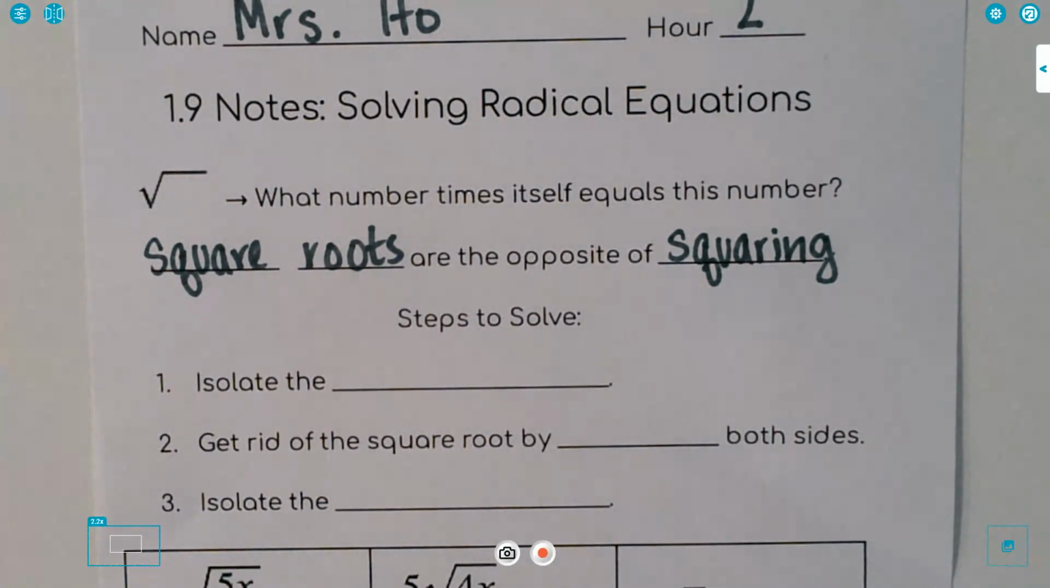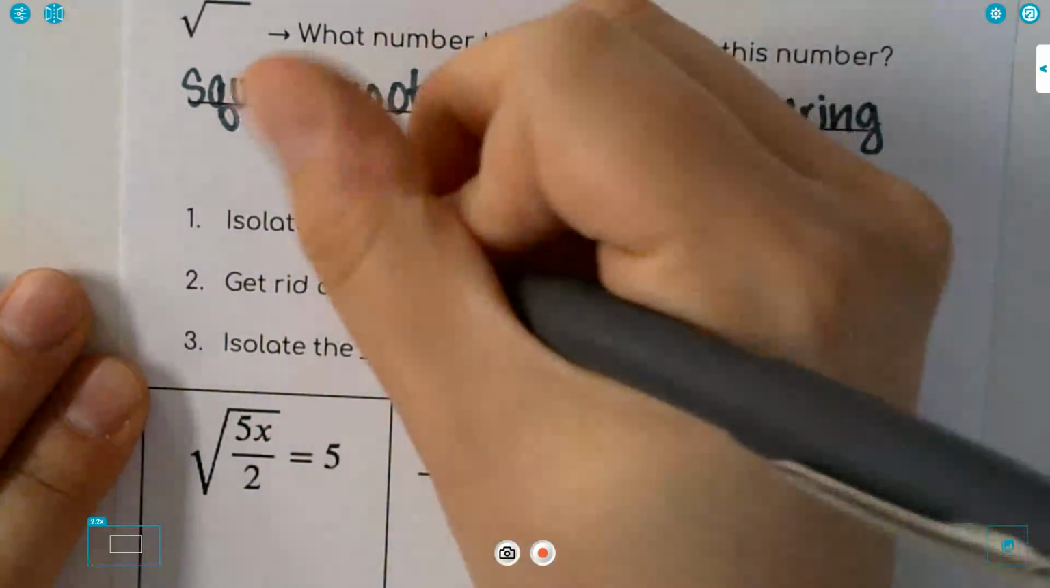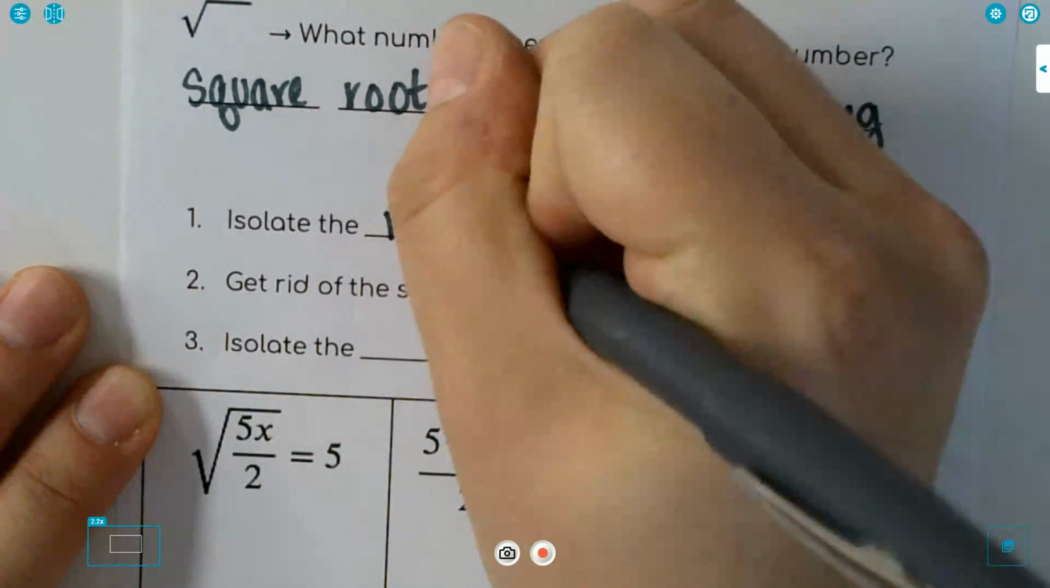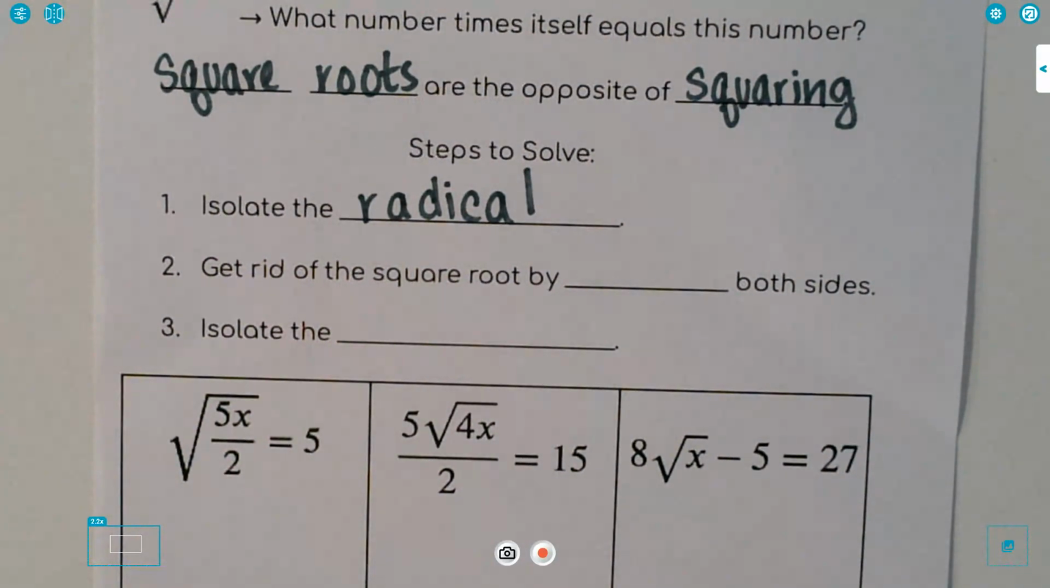We have 3 steps to solving today. And the steps are still just use opposite operations to get x by itself. But the new part, having to get rid of that square root, we want you guys to know exactly when that is supposed to happen. So we are going to start by isolating the radical. So get everything outside of the square root gone. Get rid of everything outside the square root on that side of the equation. That's always your first step.